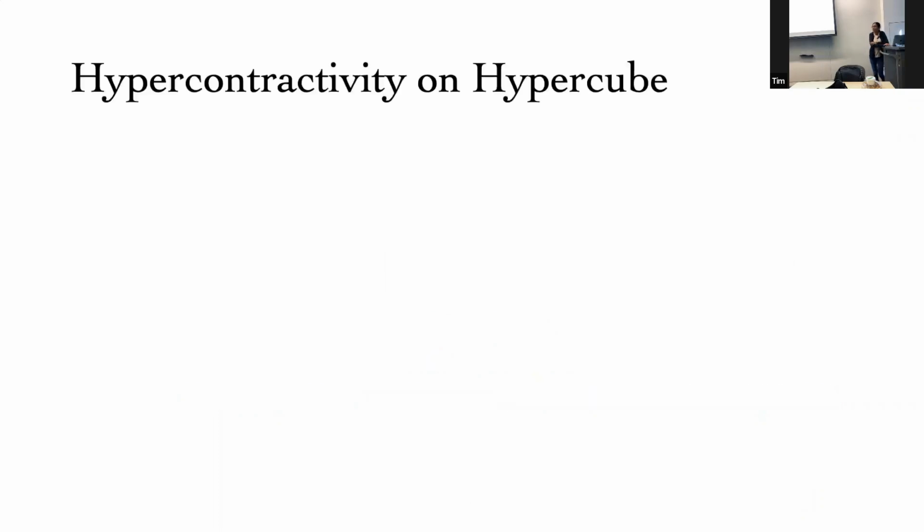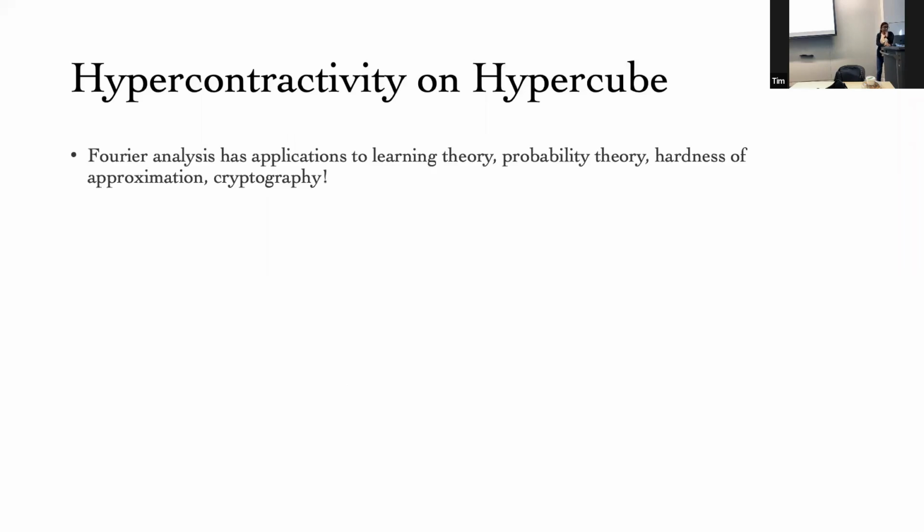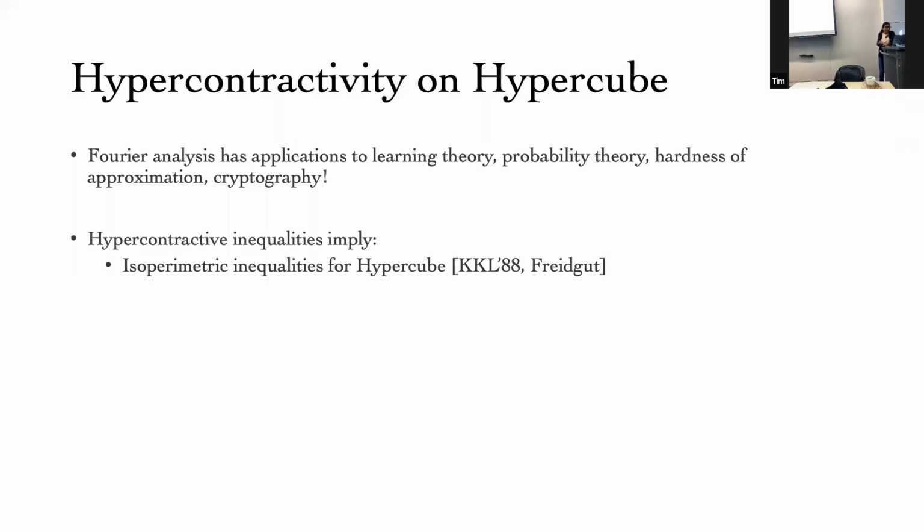So traditionally, hypercontractivity has been studied on the hypercube, so plus minus 1 to the n. And so starting with Fourier analysis, discrete Fourier analysis has many applications in TCS to learning theory, probability theory, hardness of approximation, and cryptography. And in particular, hypercontractive inequalities imply isoperimetric inequalities for the hypercube.